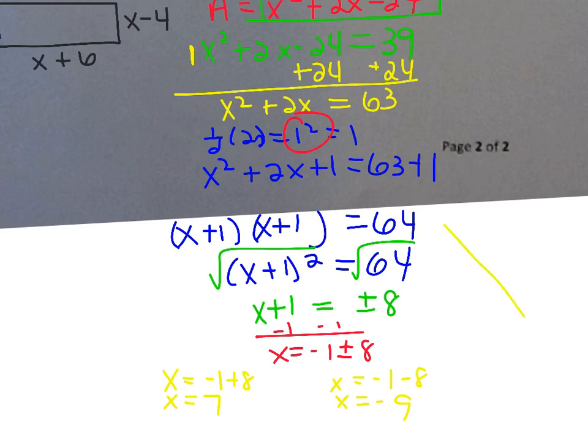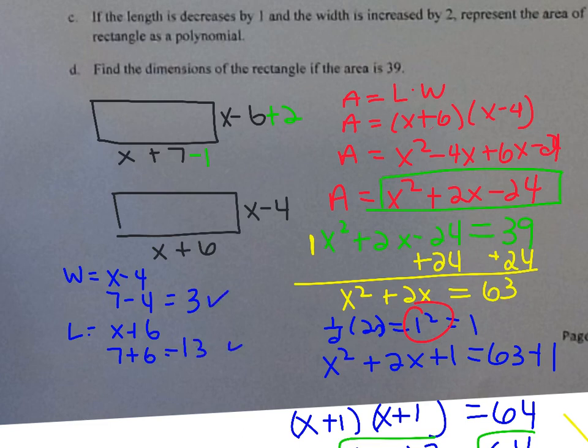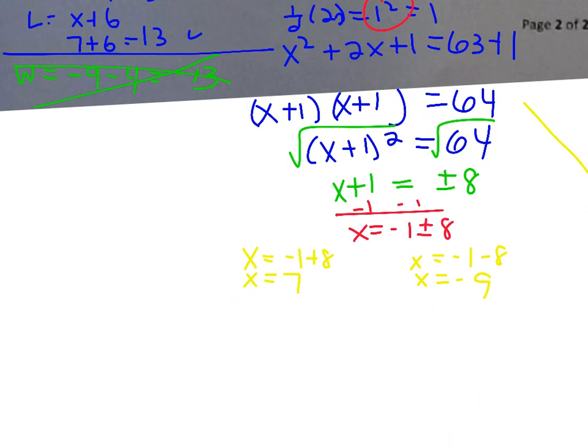So let's go back up here. I'm going to start with 7 first. So if my width is equal to x minus 4, so if I have 7 minus 4, that's equal to 3. And my length is x plus 6, so that's 7 plus 6 equals 13. So these are both good. Now we're going to try negative 9. If I plug in negative 9 for x, for the width, I get negative 9 minus 4, that's negative 13. We can't have a negative length. So then you would make sure that you cross this off, because x can't be negative 9.